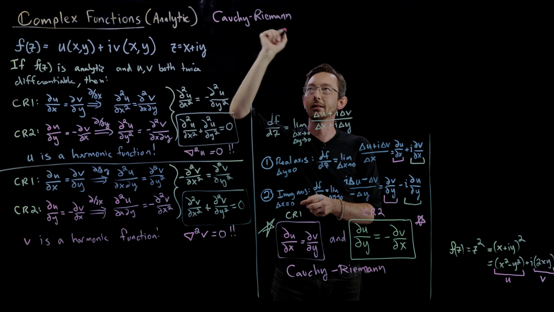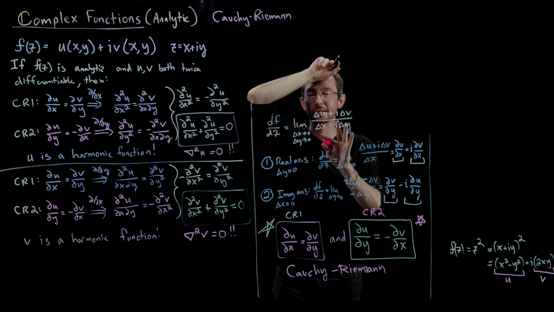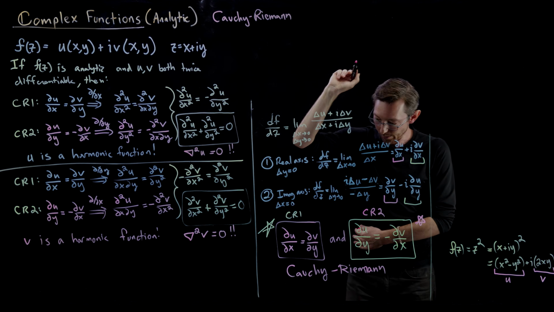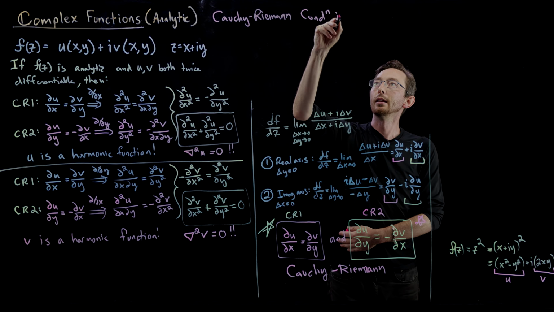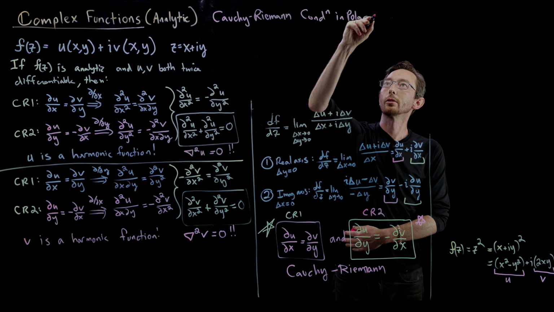I wish I knew how to spell. I think this has two M's. Please forgive me. Cauchy and Riemann. Cauchy-Riemann conditions in polar coordinates.